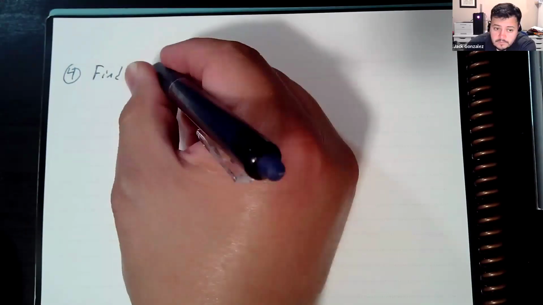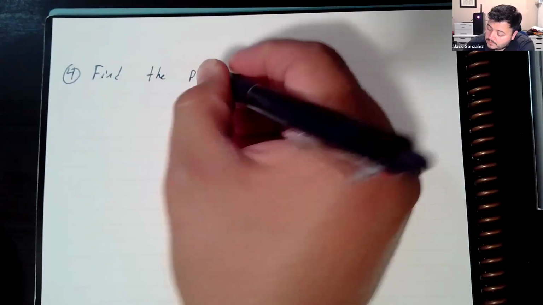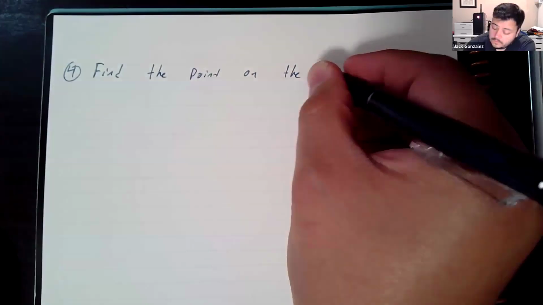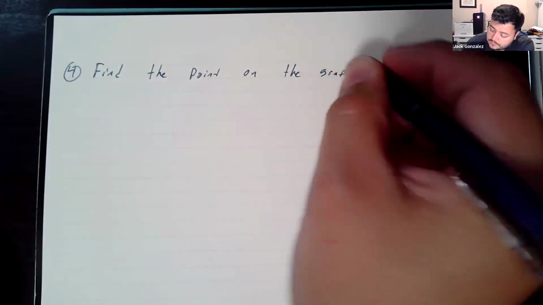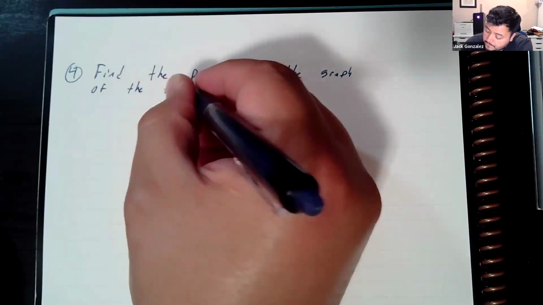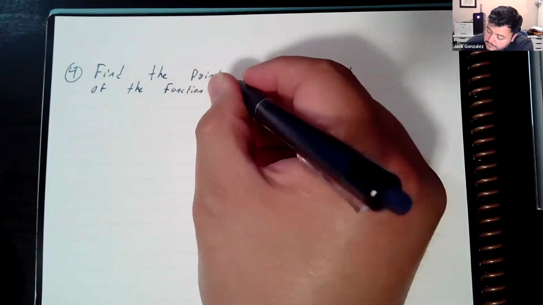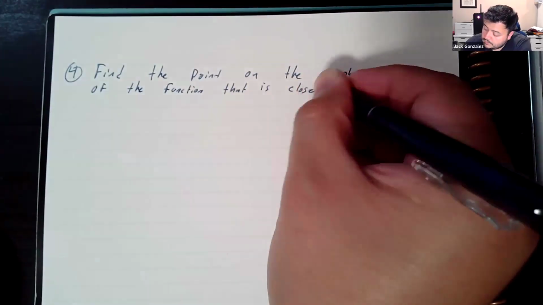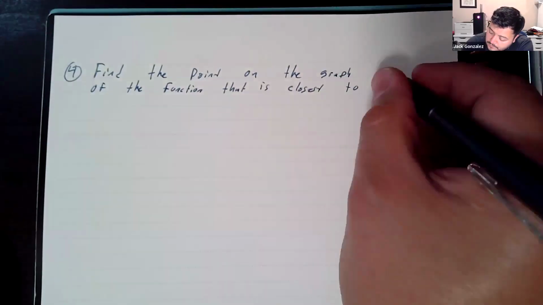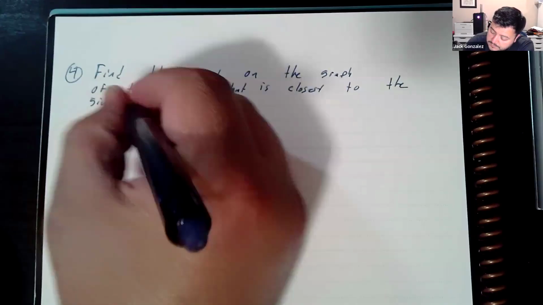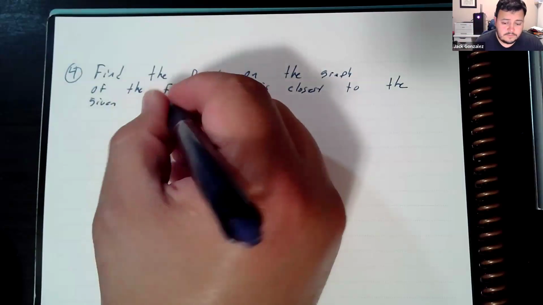Okay, next one. This is number 4 in the homework. Find the point on the graph of the function that is closest to the given point. So I'm going to graph it for you so you can see what exactly they want. We'll come right back to this.